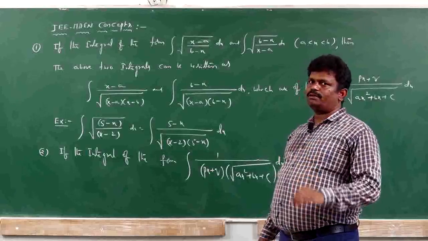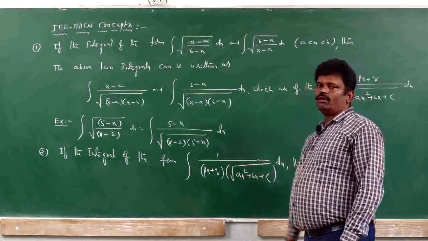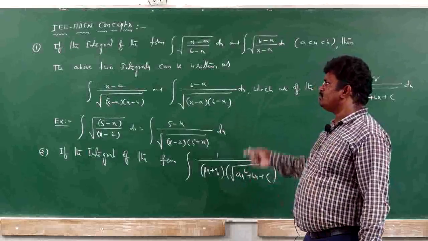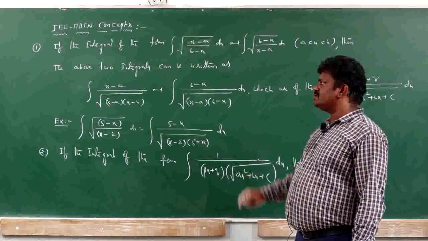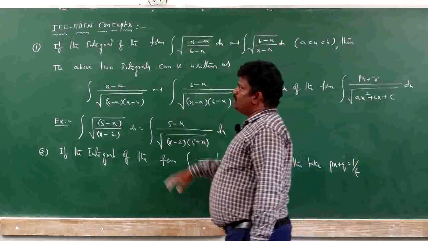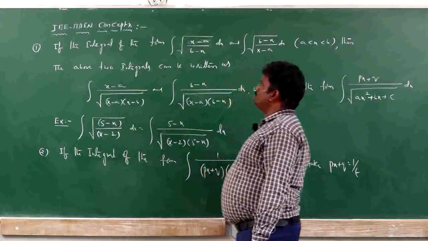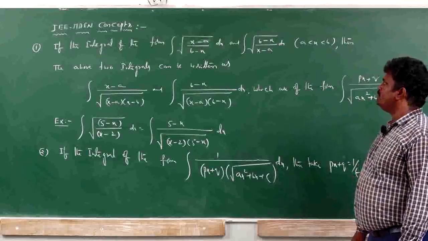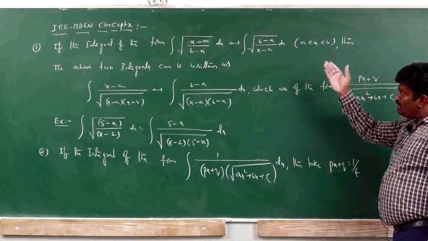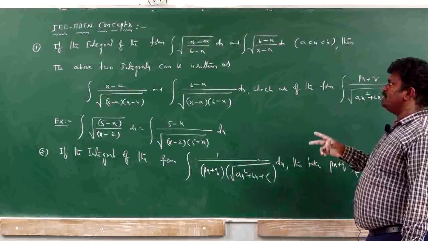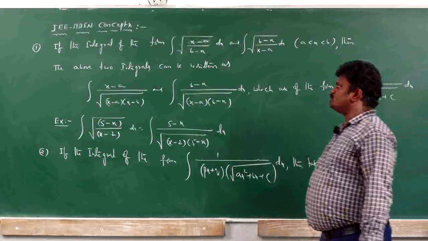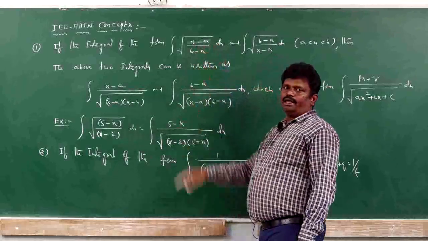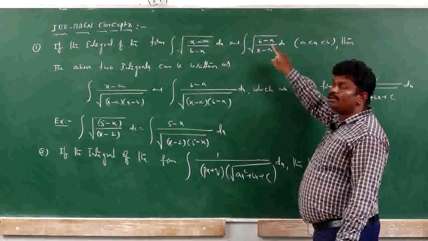Next concept: before that, I will explain some JEE concept-related problems, some models, that are given as standard results. If the integral is of the form square root of x minus a by b minus x dx, or integral square root of b minus x by x minus a, how do we integrate these functions? First we multiply the numerator and denominator with the root of x minus a, and for the other form, with b minus x.